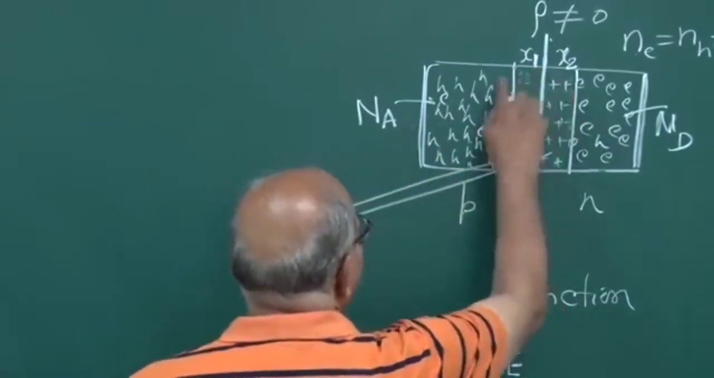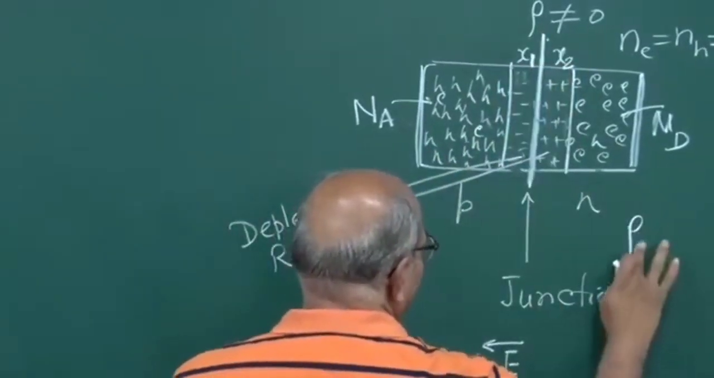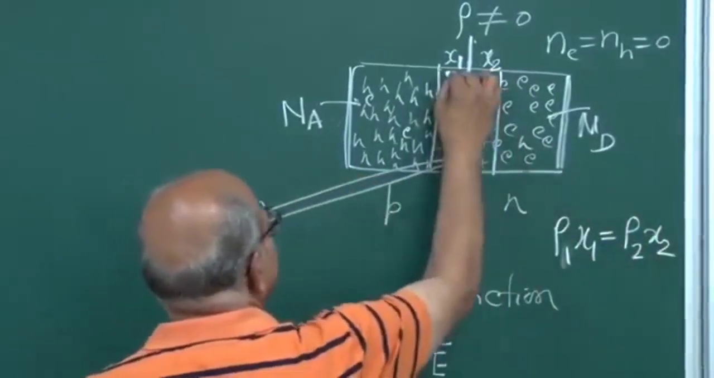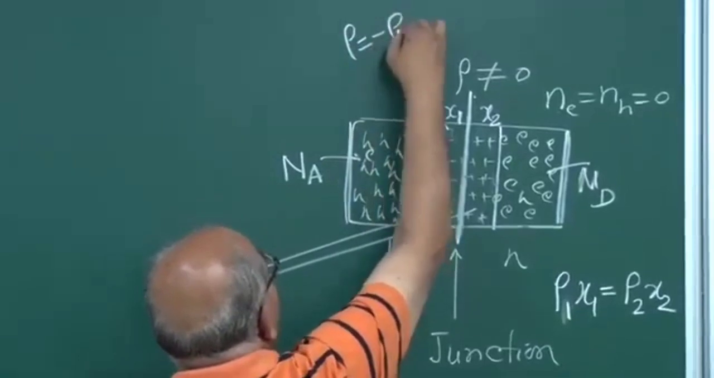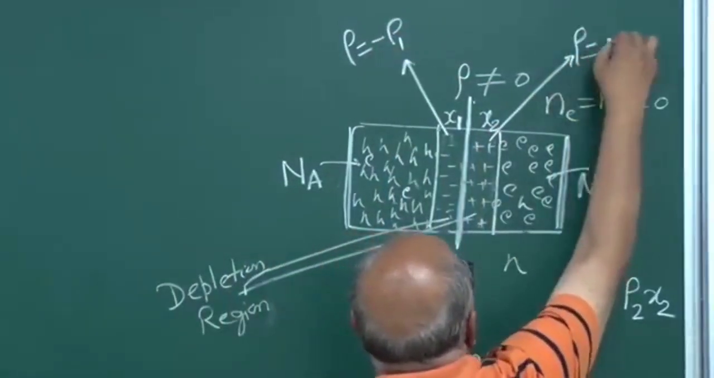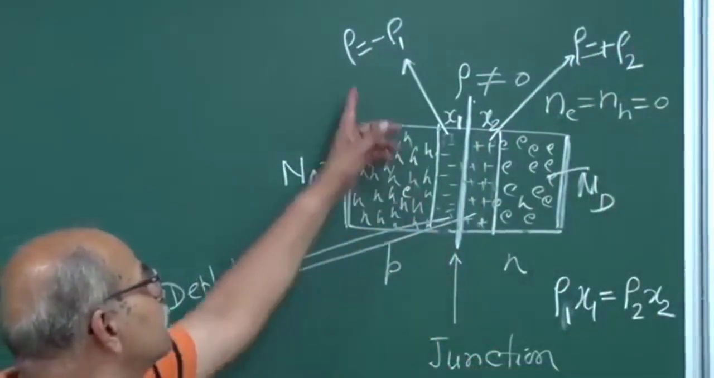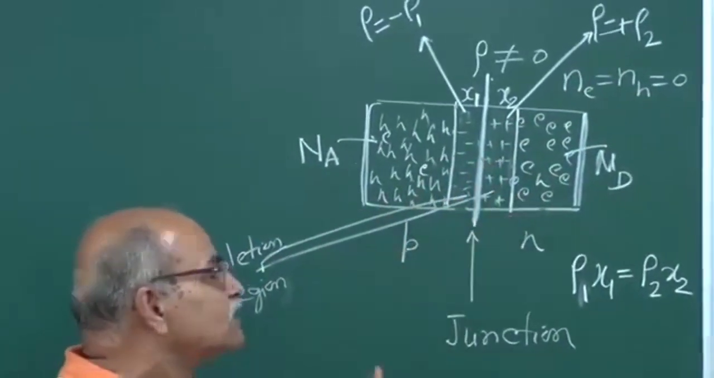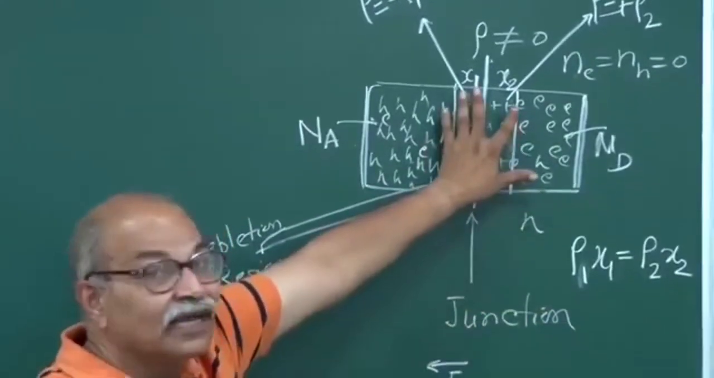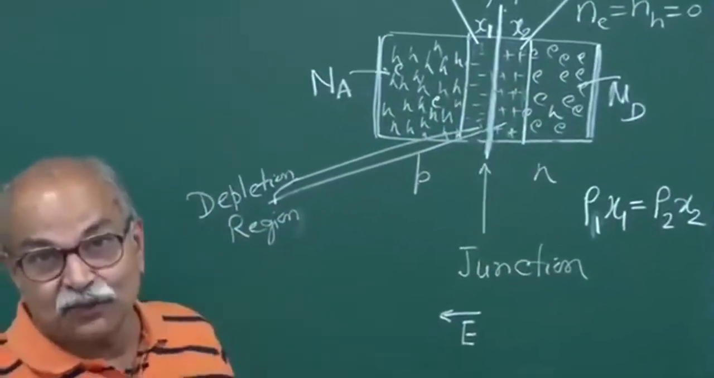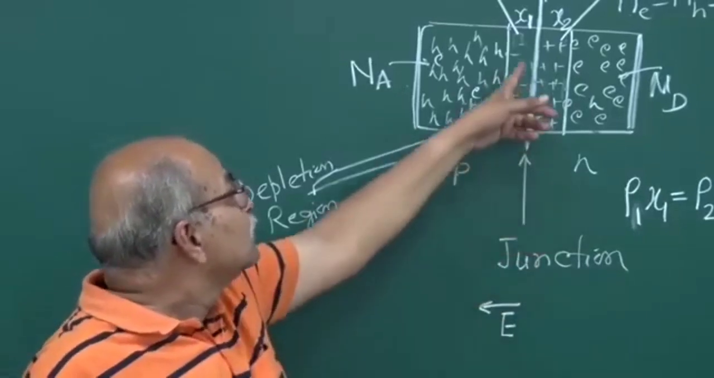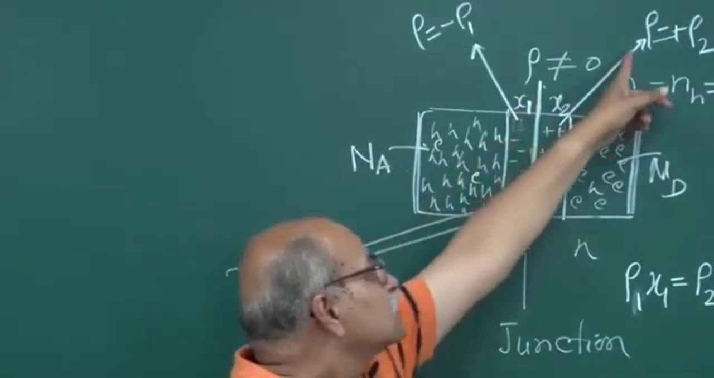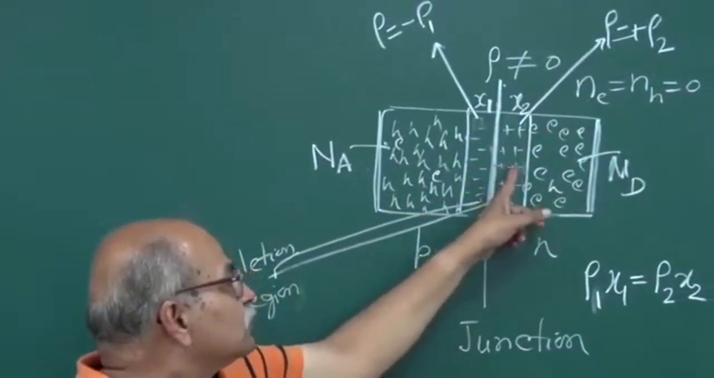And you can always have this relation: rho 1 times x1 is equal to rho 2 times x2. If here the charge density is minus rho 1, and here the charge density is plus rho 2, then rho 1 times x1 in magnitude is equal to rho 2 times x2, because the total charge has to be 0. Everything is neutral. It's only migration of electrons and holes from this side to that side and so on. So the total charge must be 0. So this is minus rho 1, and assume that it is uniform in this width x1, and this is plus rho 2, which is uniform in this width x2.